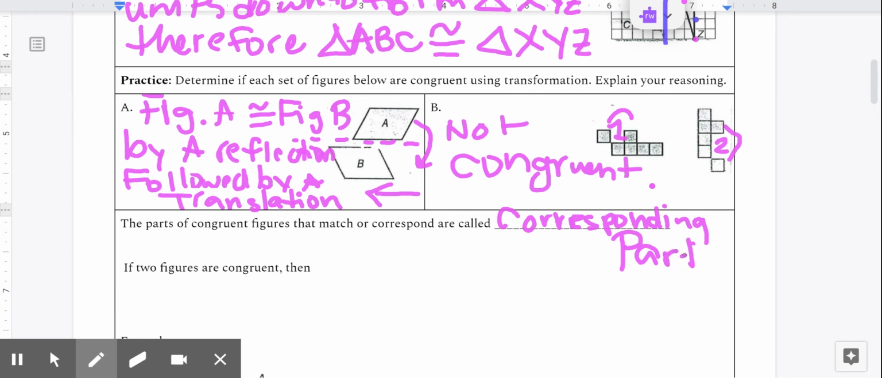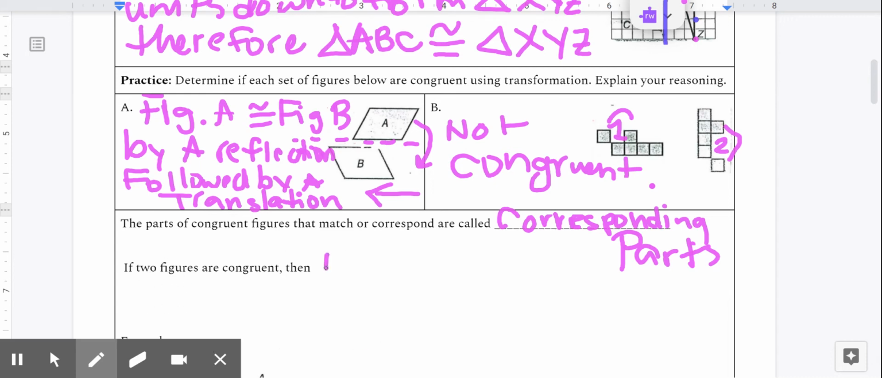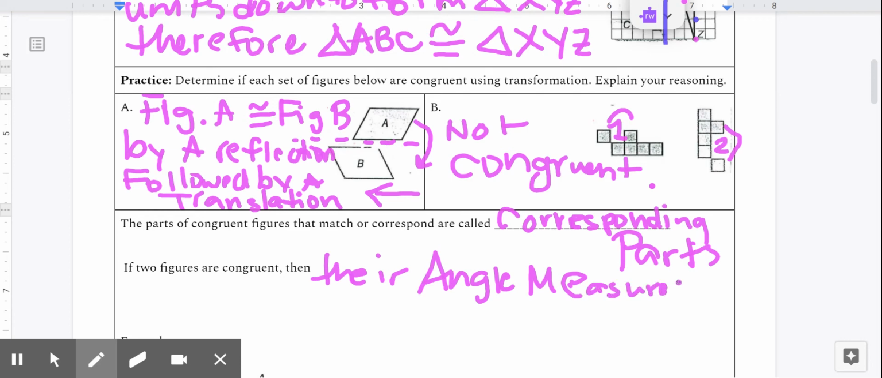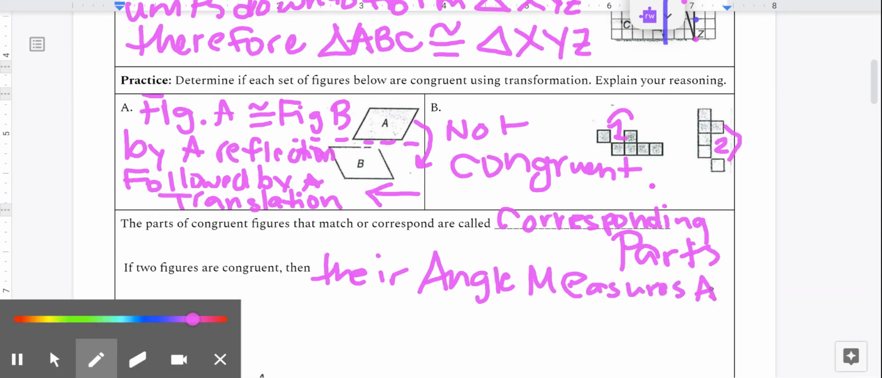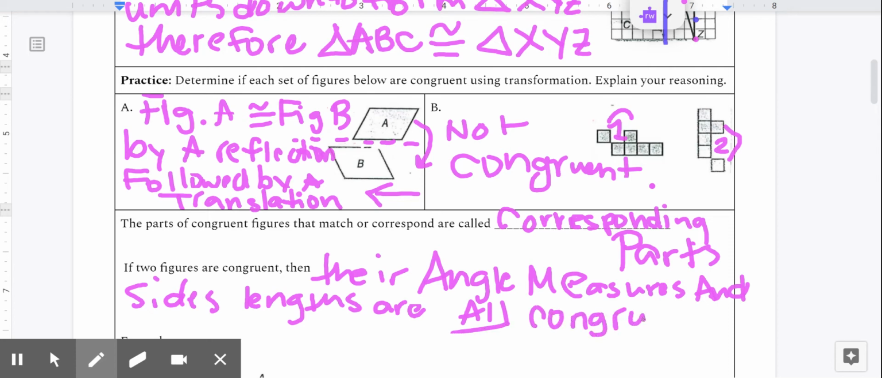So remember, that means the same side in each figure. If two figures are congruent, then their angle measures and side lengths are all congruent. So all of their corresponding sides or parts would also be congruent. Okay, so that refers to their sides and their angles.